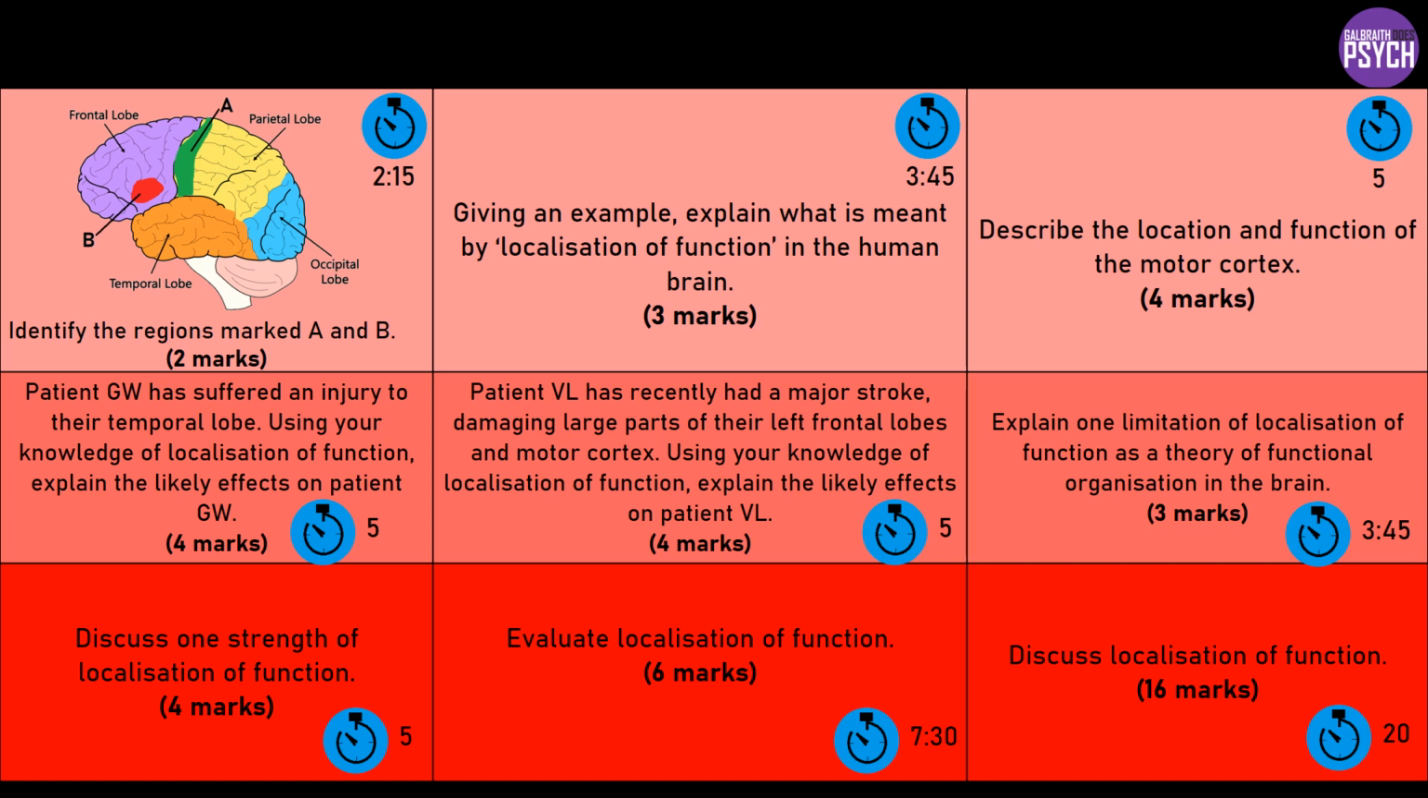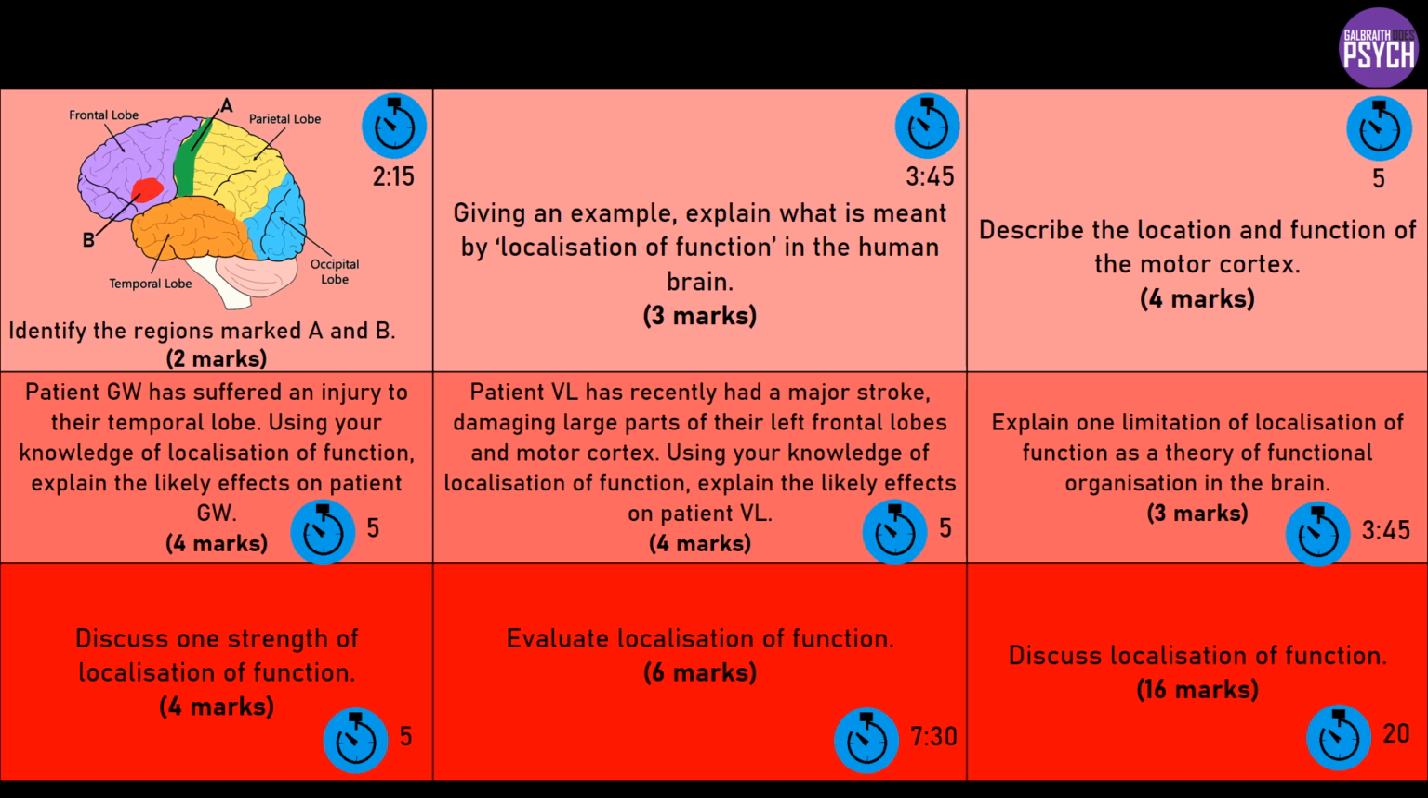More knowledge. The temporal lobe also contains Wernicke's area, which is responsible for speech comprehension or language comprehension. Application. A possible effect, therefore, on GW due to this damage is that they might struggle to understand speech or to engage in a conversation or maintain a conversation or something like that. But make it clear it's about the understanding, not the speech itself.